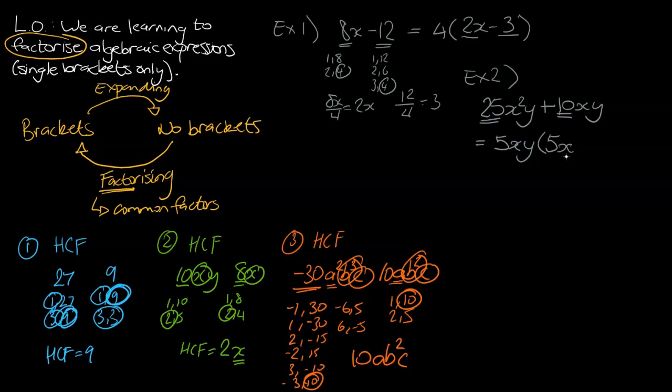And then we do the same for the next one. So we're going to use a plus sign because that's what we had. And how can we get from the 5 to the 10? That's going to be a times 2. And we can already see the x has been taken out and the y has been taken out. So there's nothing extra for us to do. So both of those are gone. So that means our factorized version would have been 5xy, and then in brackets, 5x plus 2.